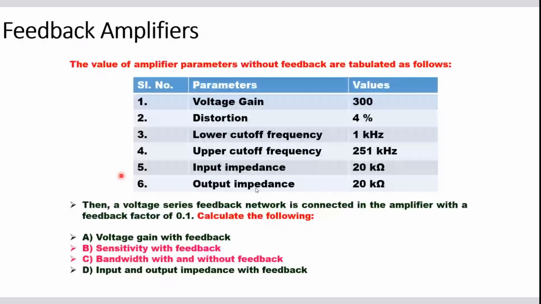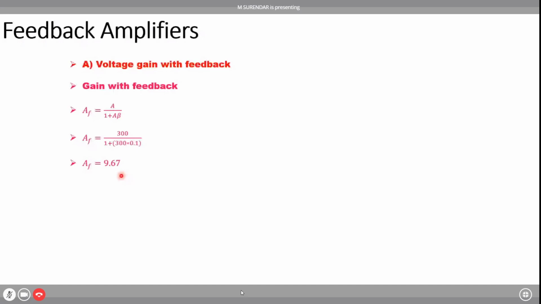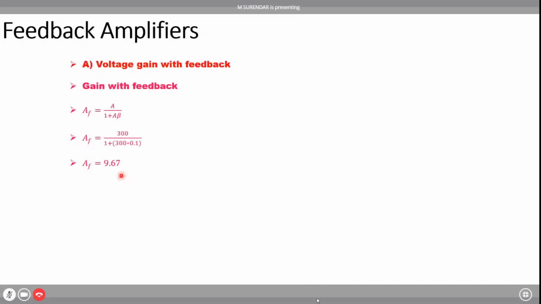AF is equal to A divided by 1 plus A beta. The value of A is 300 and beta is 0.1. That is the feedback ratio. And you have answered it correctly. It is 9.67. Your gain is 9.67. From 300 without the feedback, your gain is dropped down to 9.67 with the feedback.